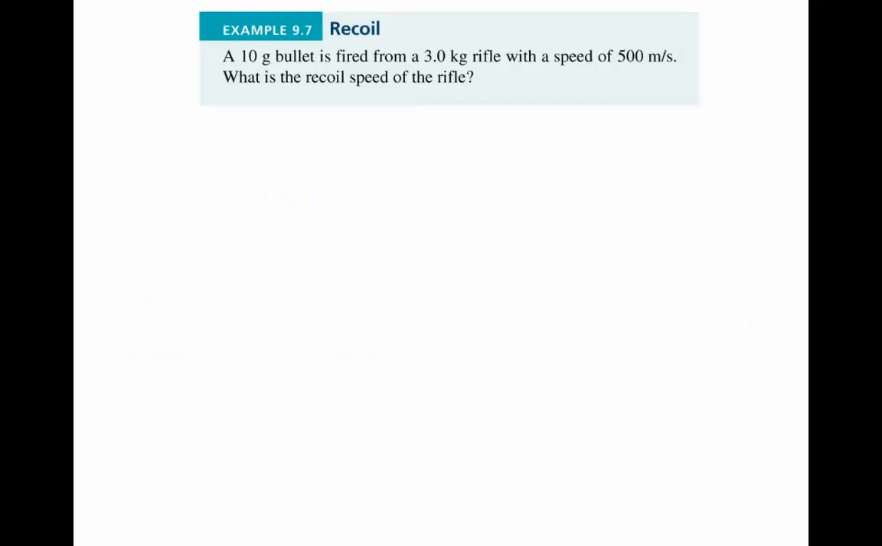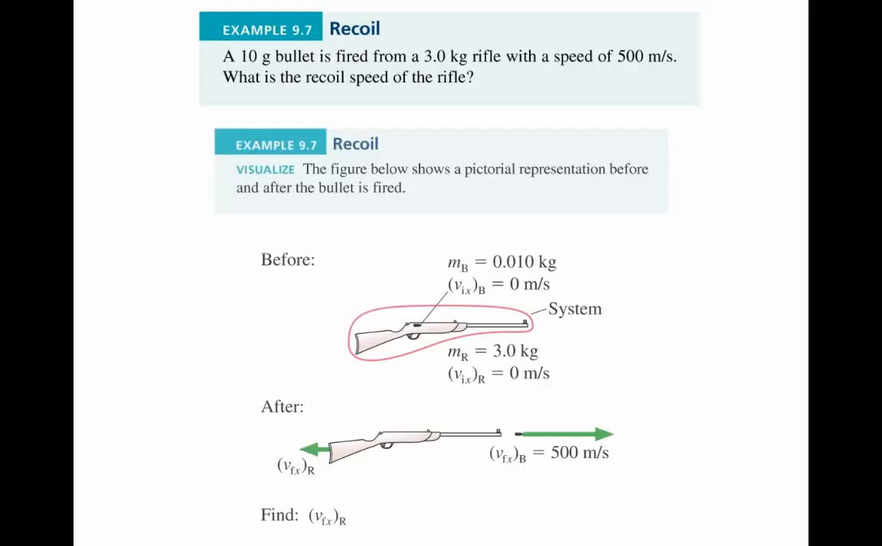Let's say we have a 10-gram bullet and it's fired from a 3-kilogram rifle with a speed of 500 meters per second. We want to know what is the recoil speed of that rifle. So they start out together. First thing we should do is do a drawing. This one has one already for you. The figure below is a pictorial. You can see your gun here starts out with 0 meters per second.